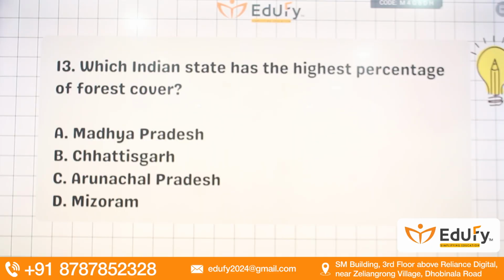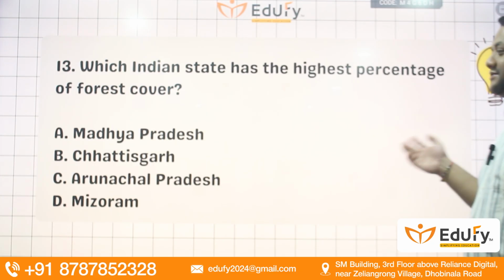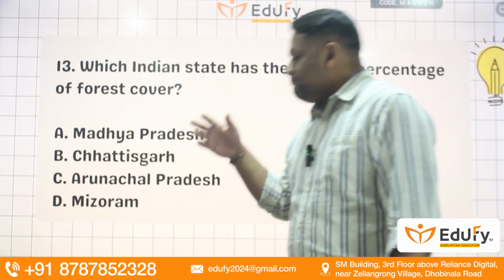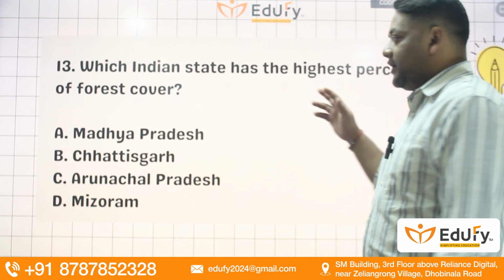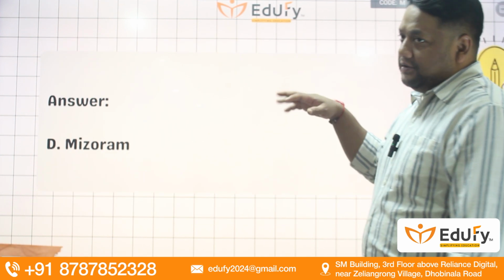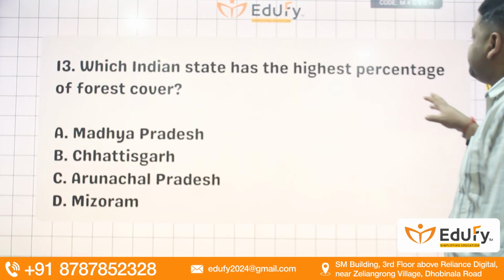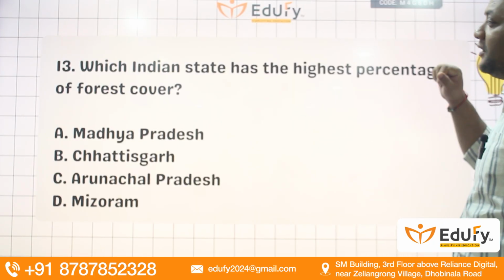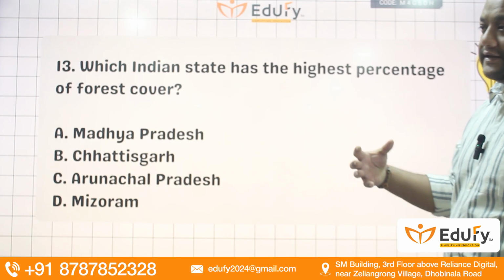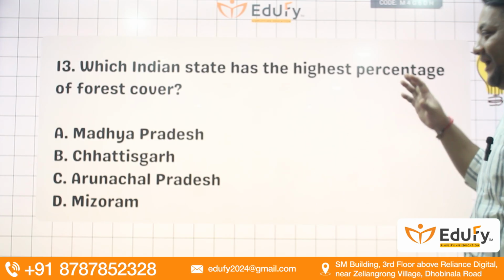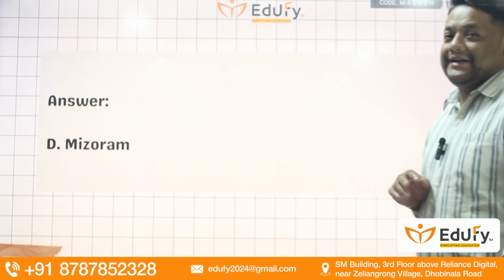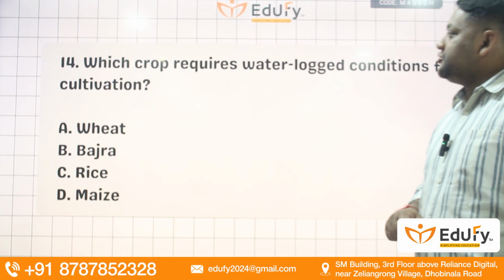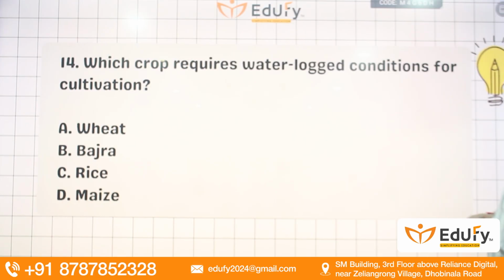Alright, next question. Which Indian state has the highest percentage of forest cover? We all know Madhya Pradesh has the highest forest cover, plus density, if you notice, Arunachal, Mizoram, the northeastern states have the highest. If we talk about area, Madhya Pradesh could be the right answer. But when we talk about the percentage of density, then Mizoram could be the right answer. Area wise, Madhya Pradesh has the highest area of forest cover and Mizoram is density wise. So D, Mizoram.